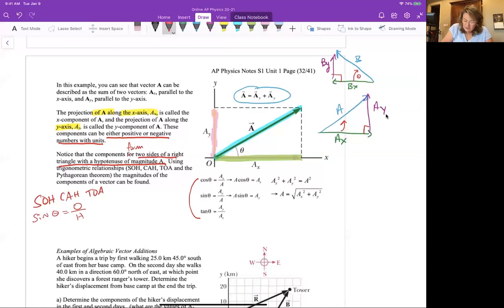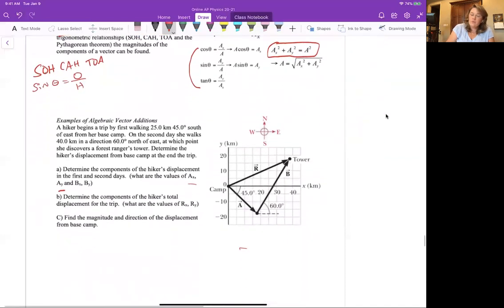And then we have this wonderful Pythagorean theorem, which tells us that the hypotenuse squared is equal to the x component squared plus the y component squared. Okay, so a little bit of trig review, which we've already done.